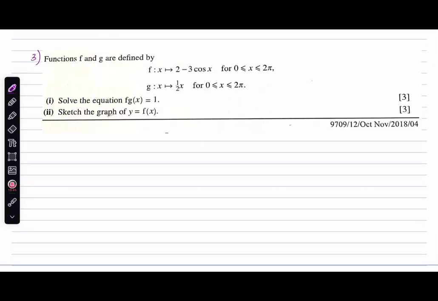Next question is from October-November 2018, paper 1, variant 2, and this is question number 4 in the paper. And the question says functions f and g are defined by f of x equals 2 minus 3 cos of x for 0 less than or equal to x less than or equal to 2 pi. And there is another function given, which is g of x equals 1 by 2x for 0 less than or equal to x less than or equal to 2 pi. Part 1 of the question says solve the equation f of g of x equals 1.